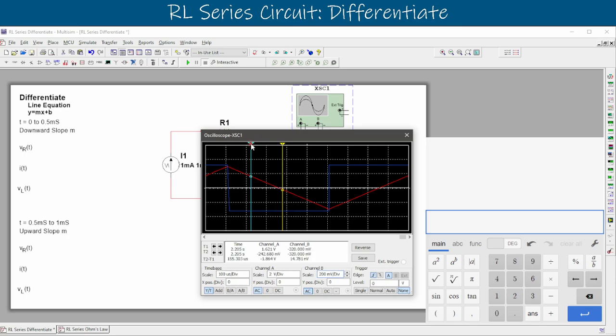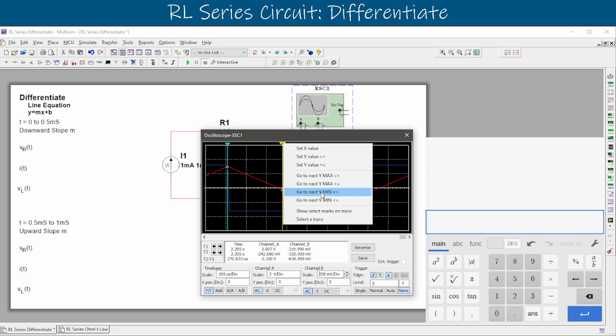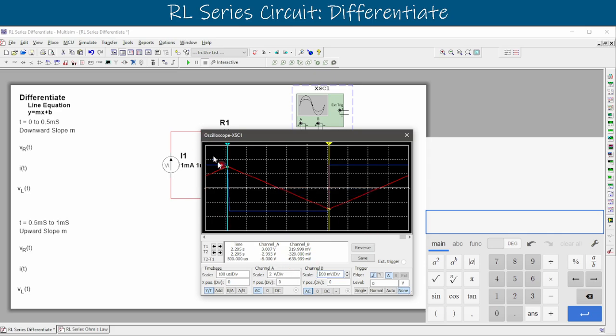We can right click this one and go to the previous max, and then we can click on this one here till the triangle gets bigger. Then you can right click on that one and tell it to go to the previous or the next minimum. That's going to give us that top and bottom peak.